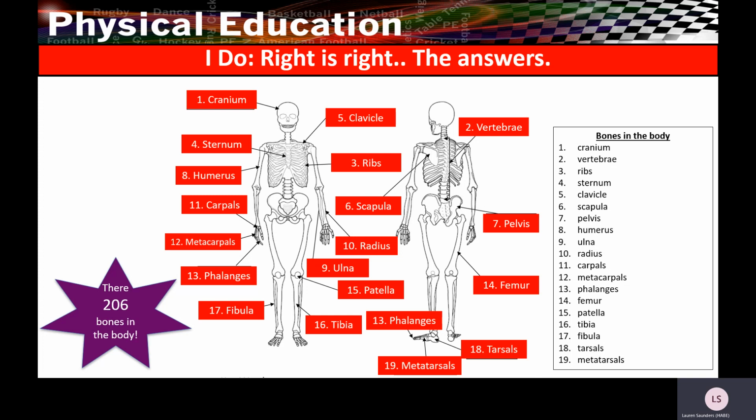Okay, here are the answers. I want you to have a look and see how many you got right. This is something that we will look at in year 10: the location of bones, where they are in the body, the names of the bones. It's important because when we talk about certain movements and skills in sport, we need to be able to explain what bones are being used and where they are located in the body.